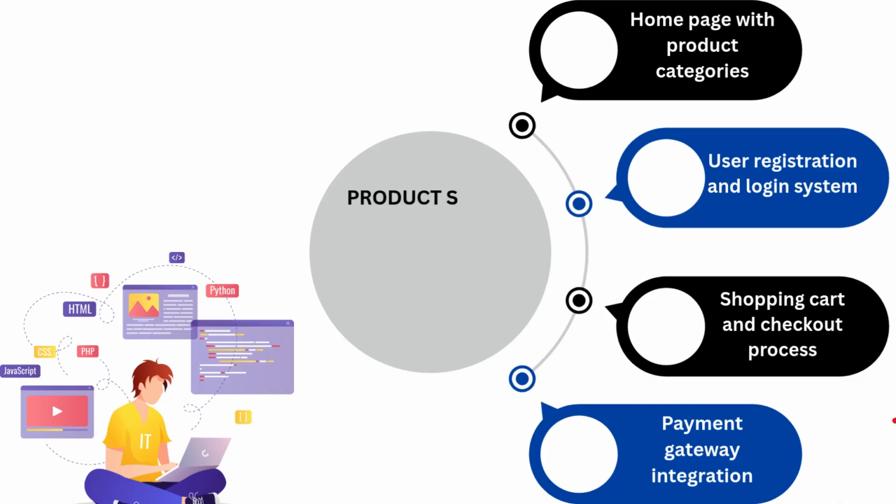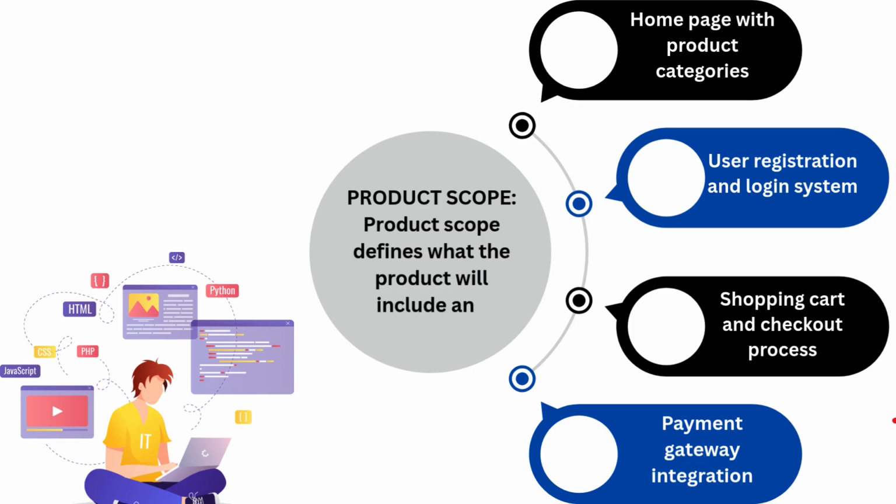The product scope basically defines what the product will include and deliver. It basically deals with the features and functionalities of the product. So here on screen I have written the product scope for the website. For an example, see, the website will contain the home page with product categories, user registration and login system, shopping cart and checkout process, and payment gateway integration. So these are the functionalities which I am going to give in the website, or the features which I am going to give in the website. So this is the product scope for the website.